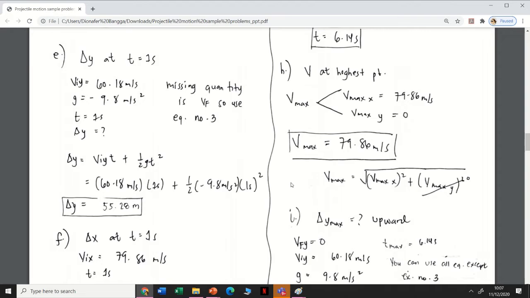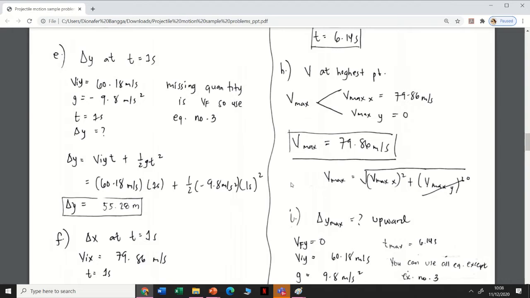Because we know that at the maximum height, for the vertical dimension, treating it as a free fall, the velocity of our object at the maximum height would be equal to 0, because it would momentarily stop there with respect to the y-axis. Okay? So, those are the two components of our velocity at the maximum height.